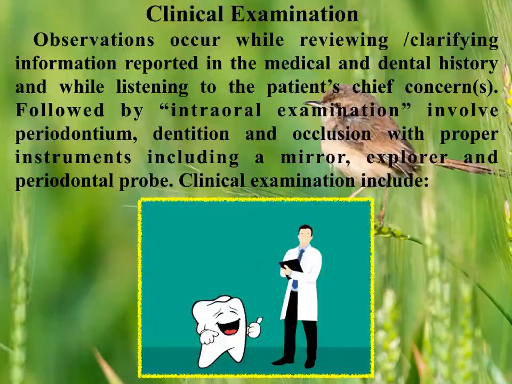This is followed by the intraoral examination, involving the periodontium, dentition, and occlusion with the proper instruments, including mirror, explorer, and periodontal probe. The periodontal probe is very important, used in the diagnosis to discover periodontitis, the periodontal gingival sulcus, and to diagnose the pocket. It's very important.